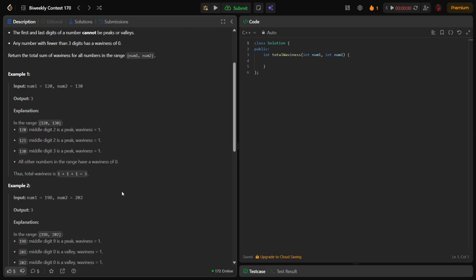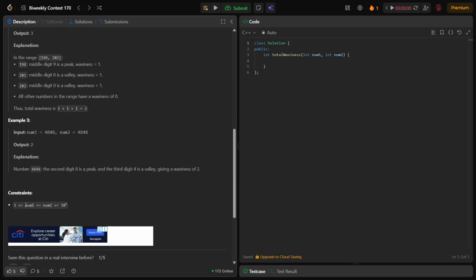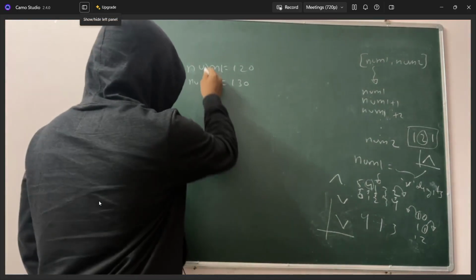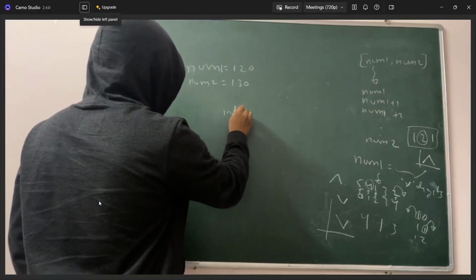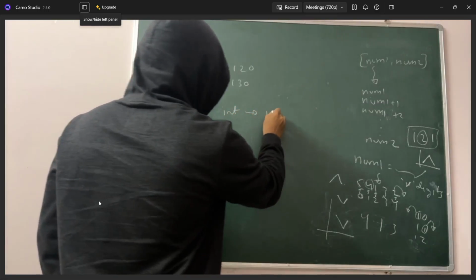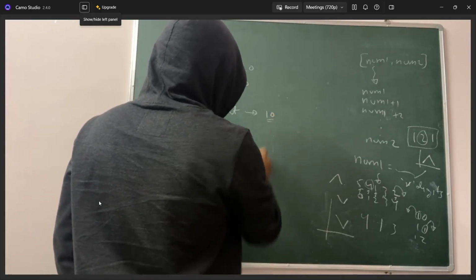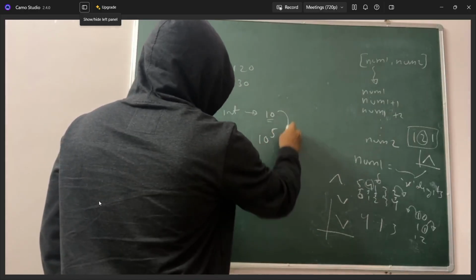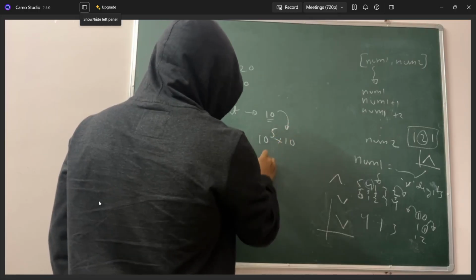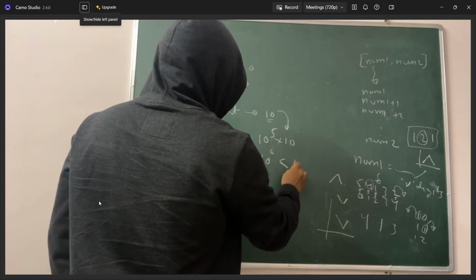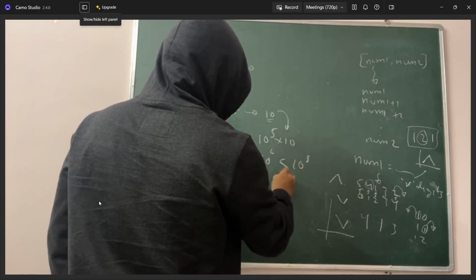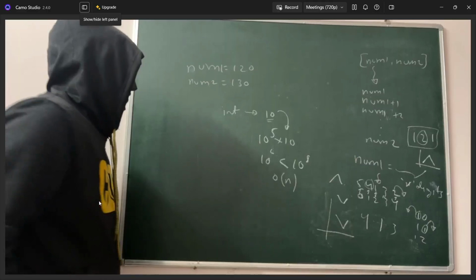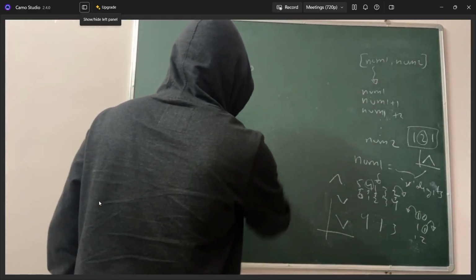It is always solved by brute force only, because in the test case they have given the numbers in the range from 1 to 10 power 5. Since these are integers, an integer at max will have 10 digits, right? Not more than that. And you have num1 and num2 ranging up to 10 power 5. So if you multiply these two, it is going to be 10 power 6, which is lesser than 10 power 8. So it will be an O of n solution only. It is within the range of 10 power 8, so that's why this brute force will work.